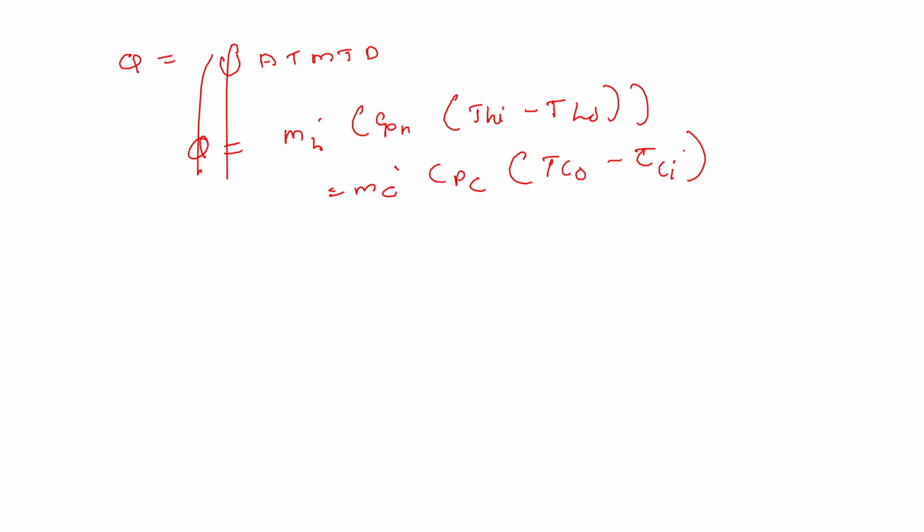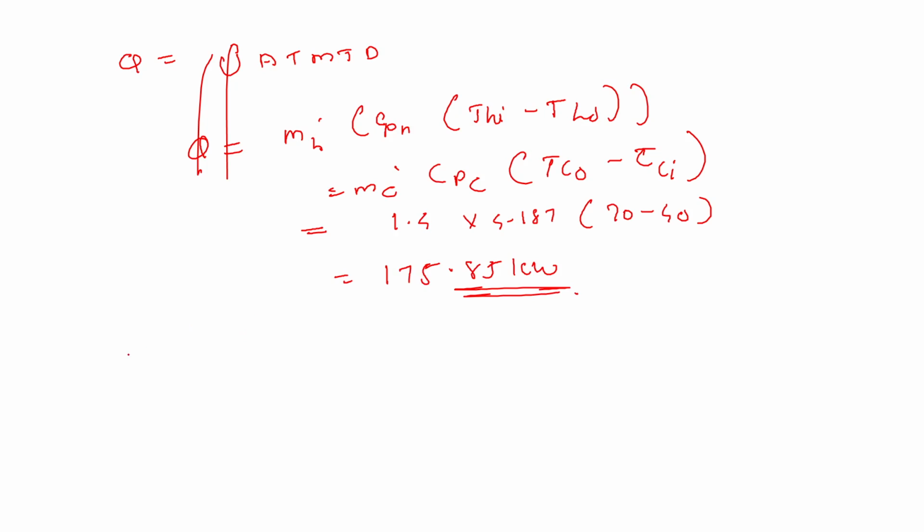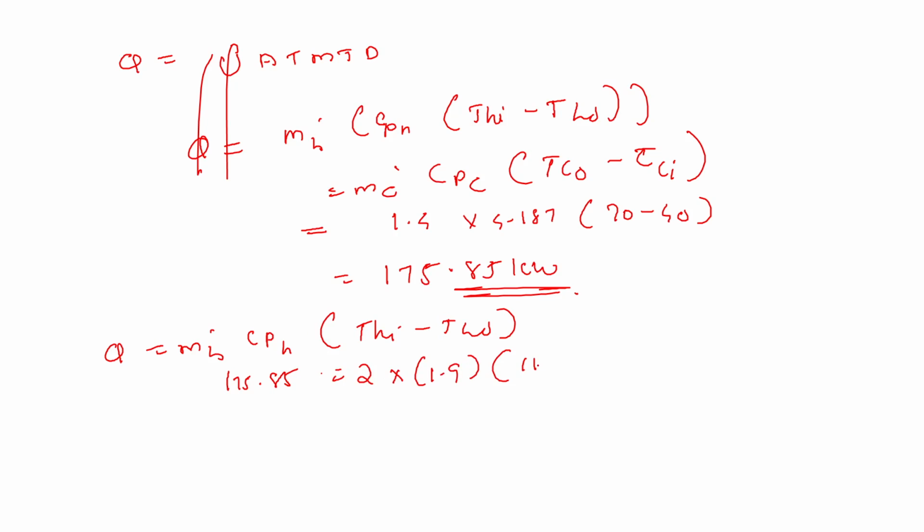Then just substitute the values. So you will get 1.4 times 4.187 times 70 minus 40. So it will be 175.85 kilowatt. Okay. Now Q you can write as MH CPH times THI minus THO. So substitute these values: 175.85 is equal to 2 times 1.9 times 110 minus THO. So it will be 63.72 degrees Celsius. You will get the THO value 63.72 degrees Celsius.